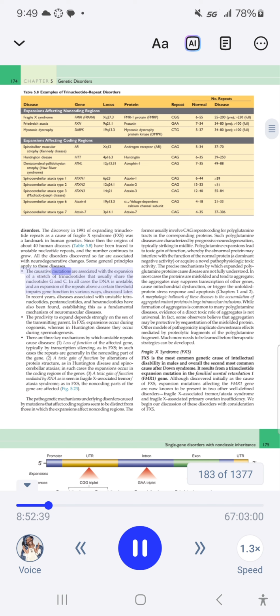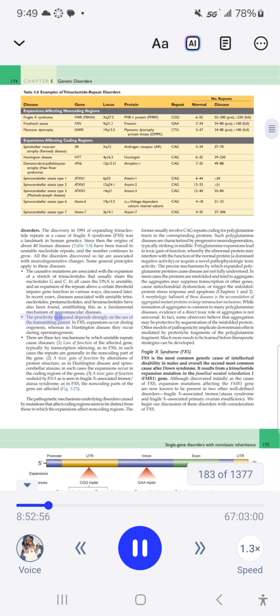The causative mutations are associated with the expansion of a stretch of trinucleotides that usually share the nucleotides G and C. In all cases, the DNA is unstable, and an expansion of the repeats above a certain threshold impairs gene function in various ways, discussed later. In recent years, diseases associated with unstable tetranucleotides, pentanucleotides, and hexanucleotides have also been found, establishing this as a fundamental mechanism of neuromuscular diseases.